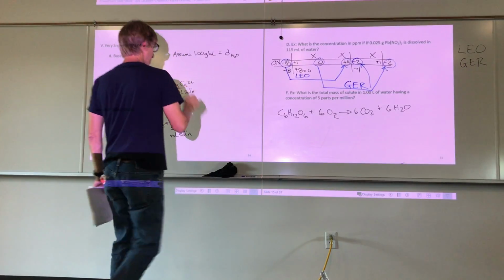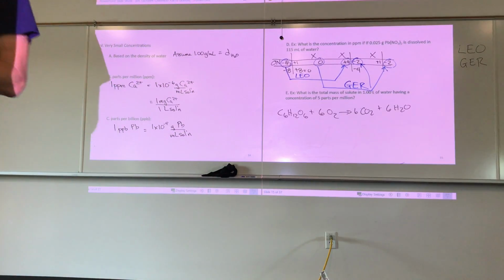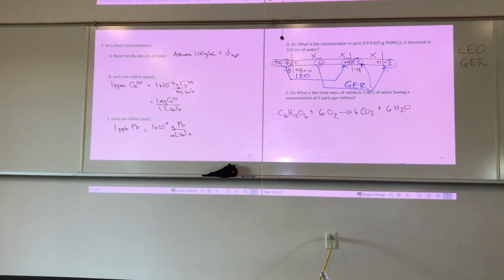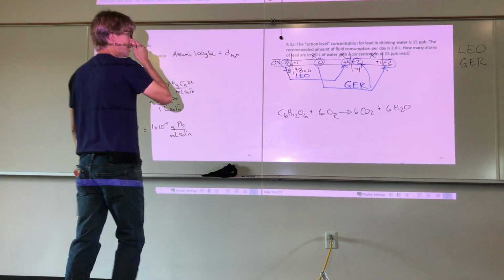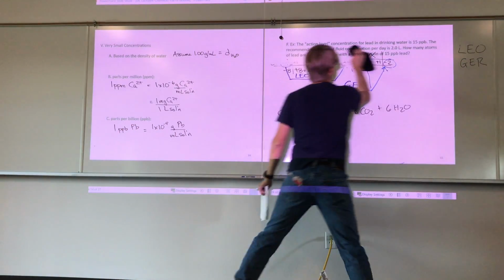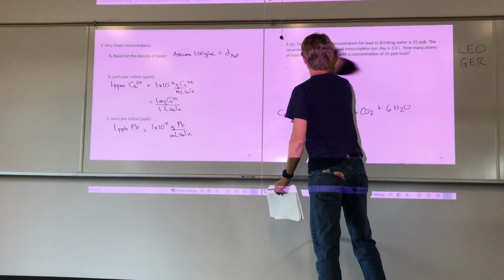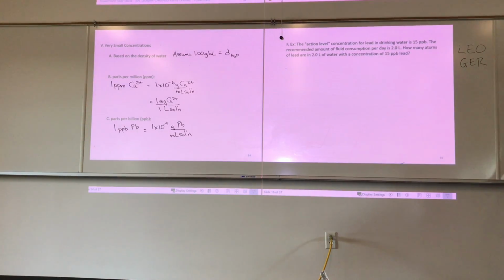We're going to leave these as companion problems. We're going to actually do the next ones. There it is. The action level concentration for lead in drinking water is 15 parts per billion. The recommended amount of fluid consumption per day is 2.0 liters. How many atoms of lead are in 2.0 liters of water with a concentration of 15 parts per billion lead?